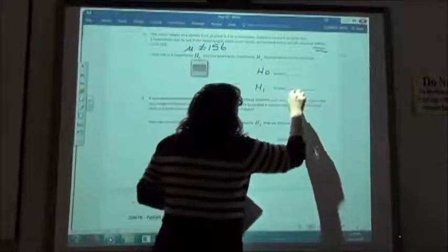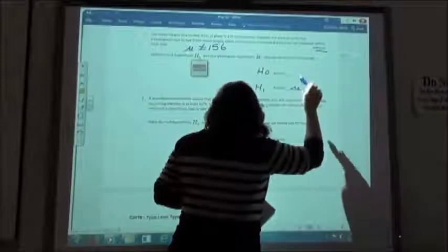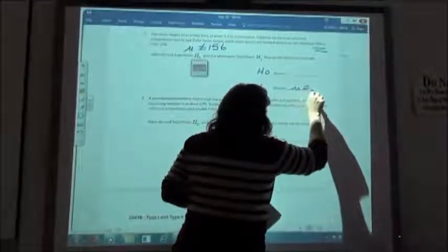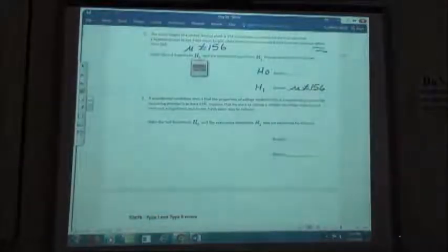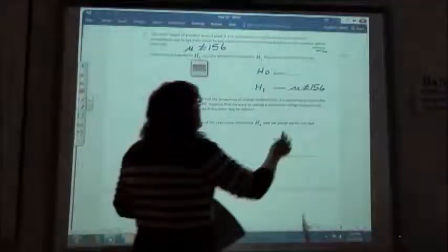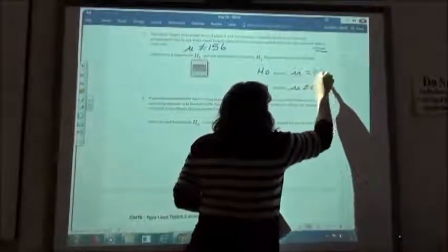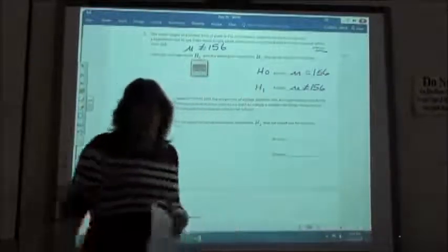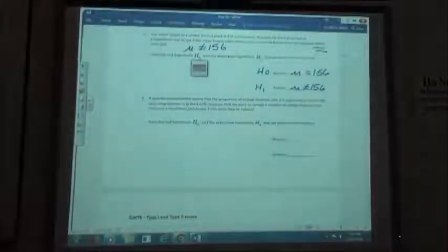Again, since this doesn't have the equal sign, that's going to be your alternate hypothesis. That means your null hypothesis would be the opposite, which means it does equal 156. So I'm either testing does it equal 156 or does it not equal 156.